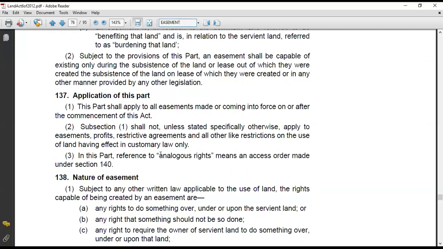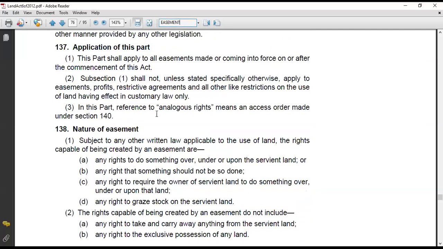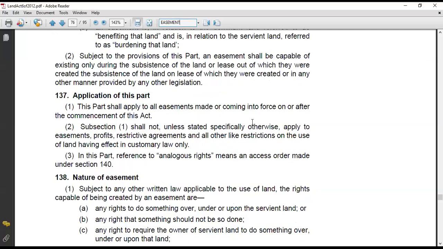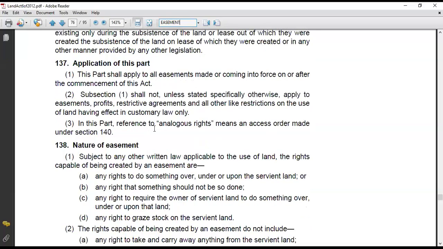So, the application of this part. Section 137: this part shall apply to all easements made or coming into force after the commencement. It shall not, unless specifically stated otherwise, apply to easements, profits, restrictive agreements, or any other restriction on the use of land having effect in customary law only. Analogous rights mean access orders made under section 140.